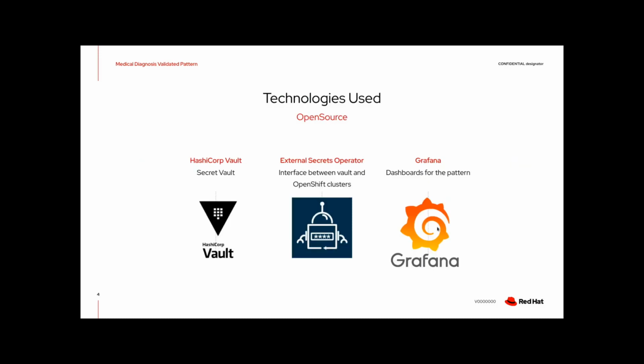Secrets management is built into all validated patterns. Currently, the backend secrets manager is HashiCorp Vault. In addition to Vault, we use the External Secrets Operator to abstract the creation of Kubernetes secrets from the backend providers. The ESO also allows us to have flexibility with different backend providers.